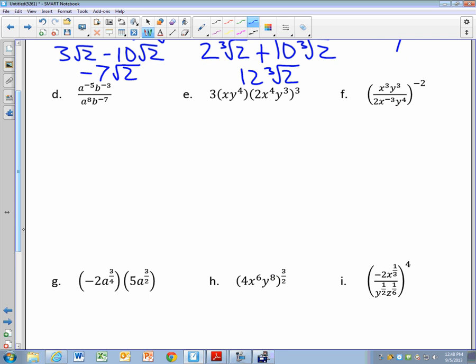How about D? Where would you start with D? Yep, move everything where it's negative. So I'm going to leave the a to the 8th alone. But this b to the negative 7th, I'll move that to the top. I'll move the a to the negative 5th to the bottom, create a to the 5th. And then this b to the negative 3rd, I'll just write b to the 3rd. So, a to the 8th, a to the 5th.